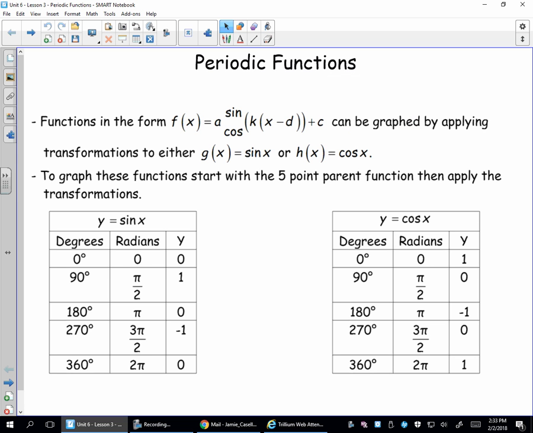Okay, so some other things we can do with radians. Today we're going to look at periodic functions. Those are your sine and cos curves. And we're going to look at graphs of those things. You might remember some things like amplitude and period and phase shift.